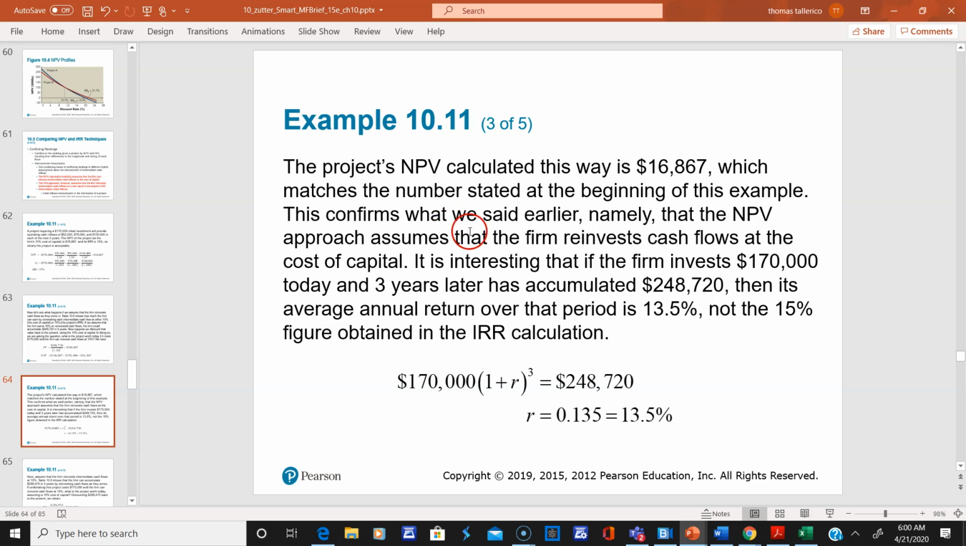The net present value approach assumes that the firm reinvests cash flows at the cost of capital. It is interesting that if the firm invests $170,000 today and 3 years later has accumulated $248,720, then its average annual return over the period is 13.5%, not the 15% obtained in the internal rate of return calculation, okay? So this is telling you what the average annual return is.